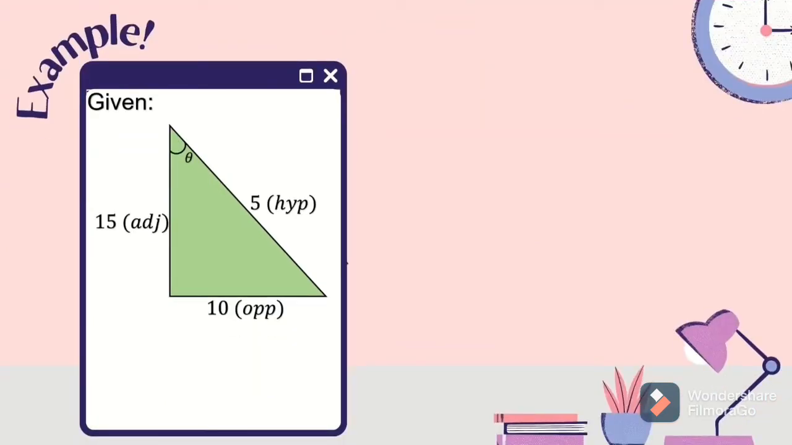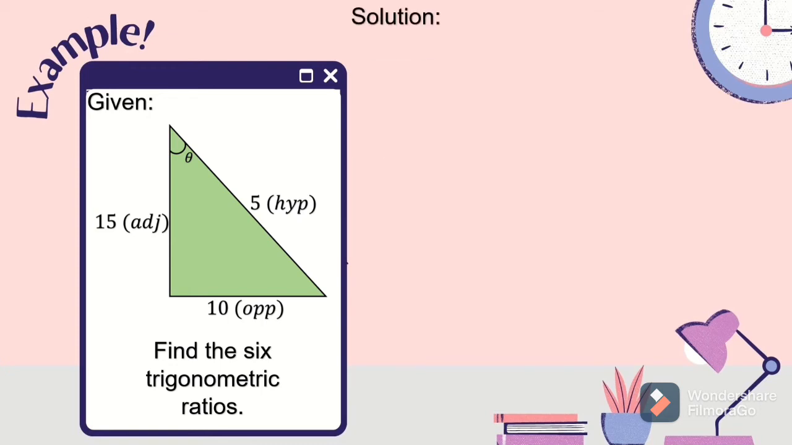Another example, this figure. Our hypotenuse here is 5, adjacent is 15, and opposite side is 10. Let's find out the 6 trigonometric ratios. For the solution, we have sine theta as opposite over hypotenuse. Substitute, our opposite is 10 and hypotenuse is 5, so 10 over 5, and that is 2.